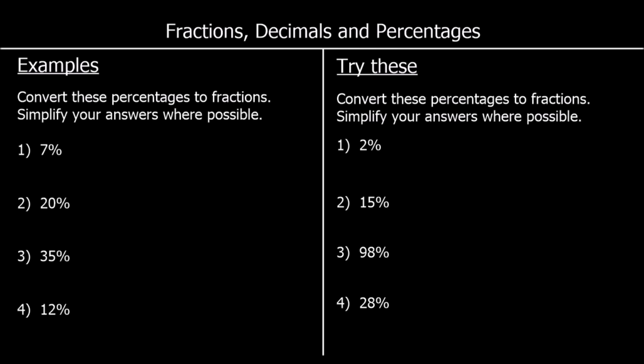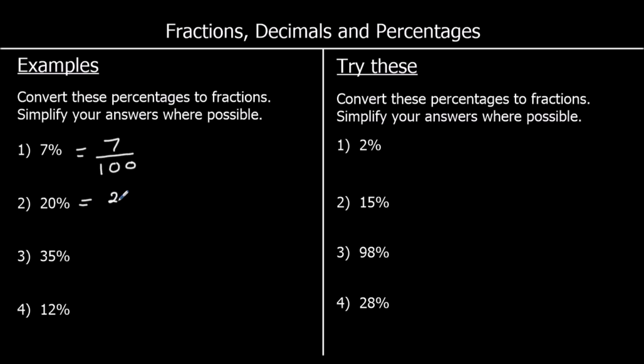Convert these percentages to fractions. So remember, percent means out of 100. So we can rewrite a percentage as a fraction out of 100. And we're going to simplify our answers if we can. So 7% means 7 hundredths, 7 out of 100. 7's a prime number. 7 and 100 aren't in the same times table. So that is as simple as it gets.